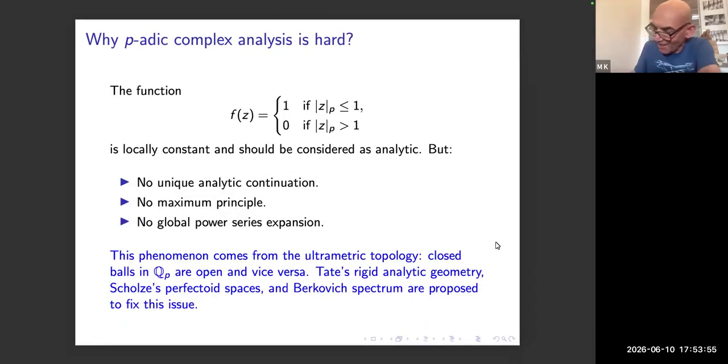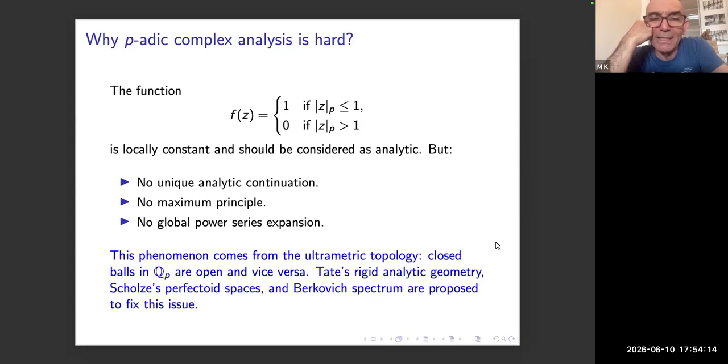Okay, I spent so much time telling you why QP is useful. Now I want to tell you why QP, or CP for that matter, is not good enough.